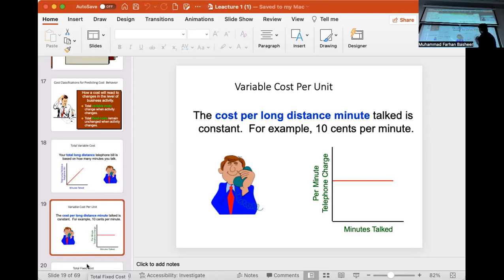It changes per unit and remains the same in total. Getting my point? Okay. Now give me an example.